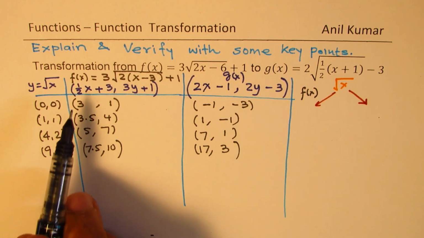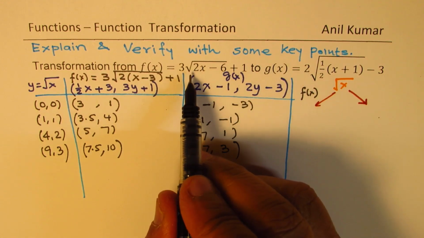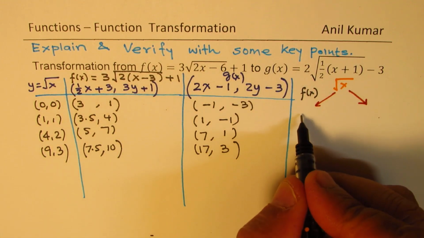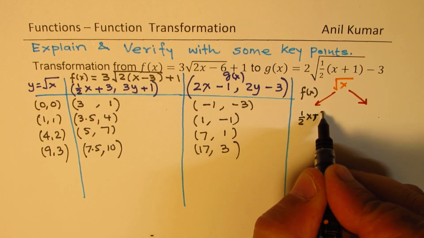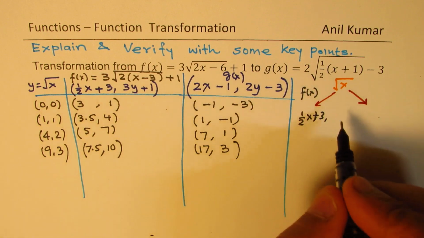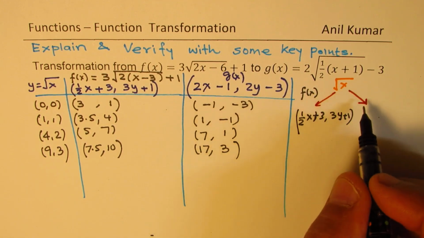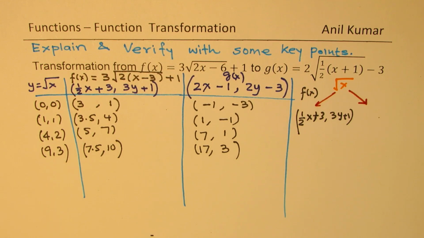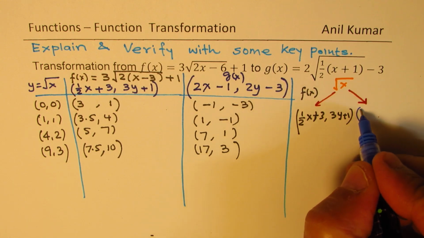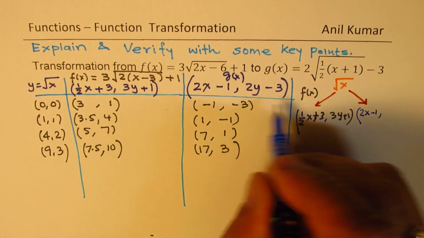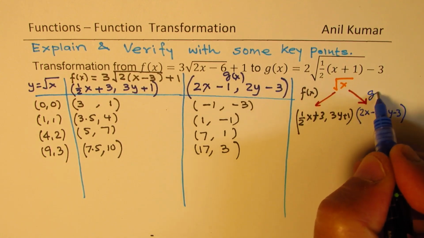We got these coordinates by this mapping, half x plus 3, right? So what really happened here was that the x values were halved and then you added 3, right? Okay. As far as the y values are concerned, 3 times y plus 1. On the g of x side, let me use a different ink, that will be better. We had 2x minus 1, 2y minus 3 to get the points, correct? So this is your g of x.